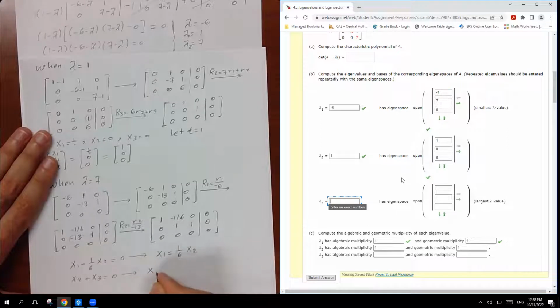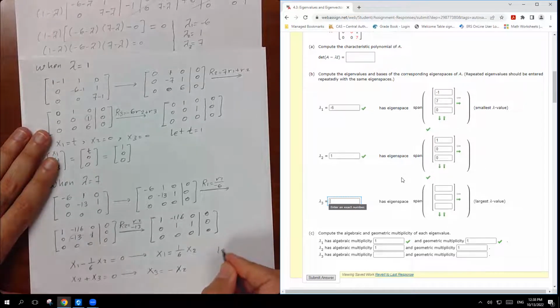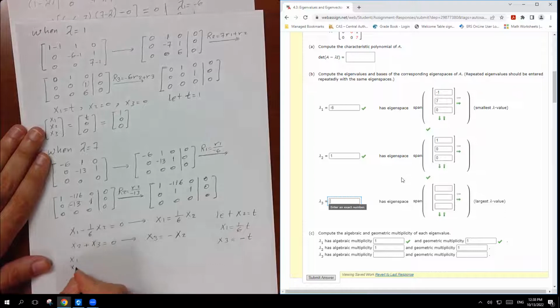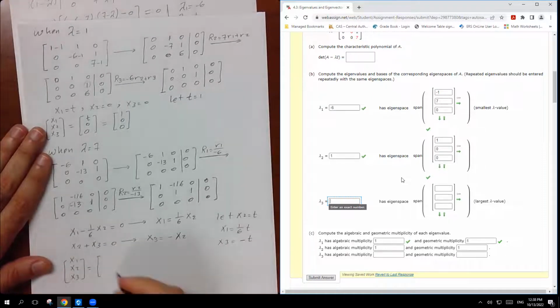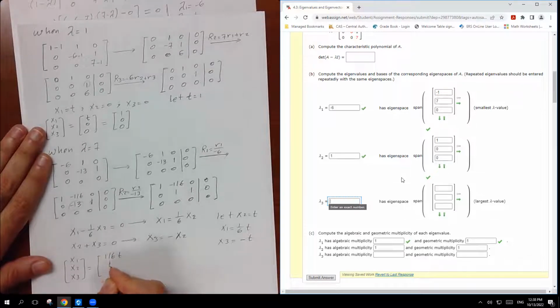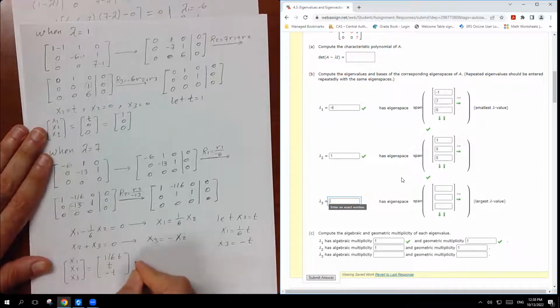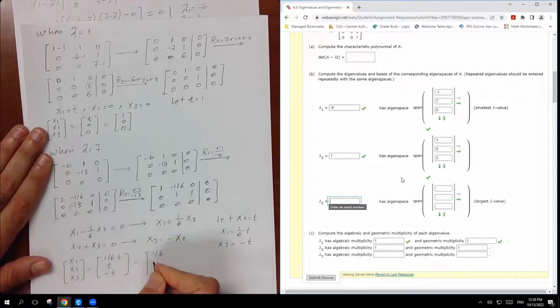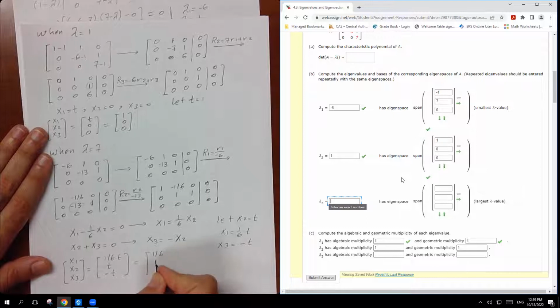That means, let's say x3 equals -x2. In this case, we're going to let x2 equal t. So x1 is going to be 1/6 t, and x3 is going to be -t. So that means x1, x2, and x3 is going to be equal: x1 is 1/6 t, and x2 is t, and x3 is -t. Let t equal 1. So it's going to be 1/6, and here is going to be 1 and -1.